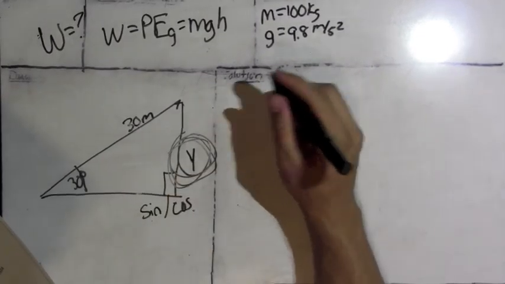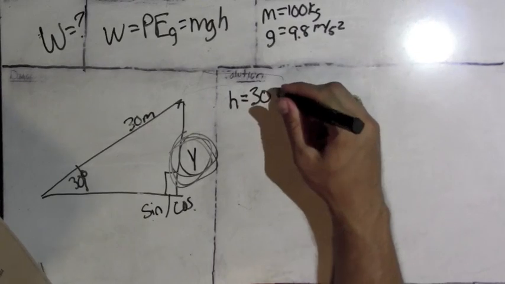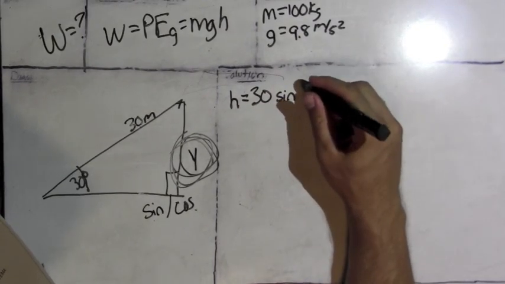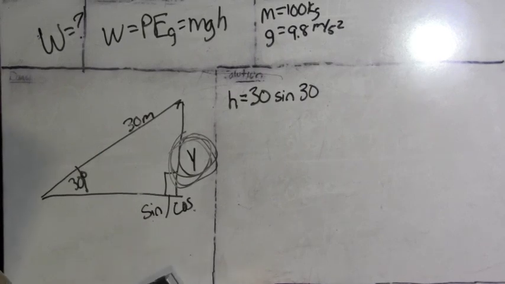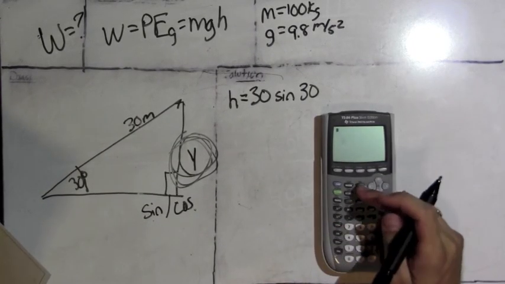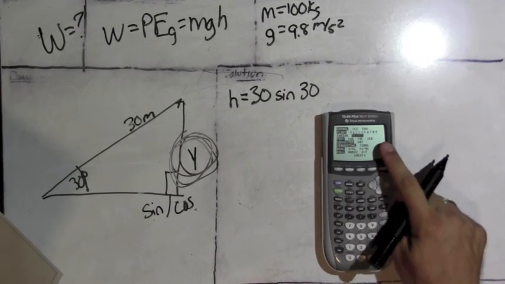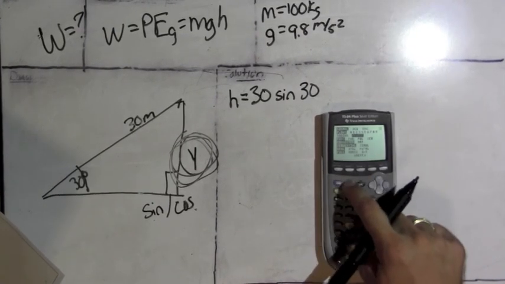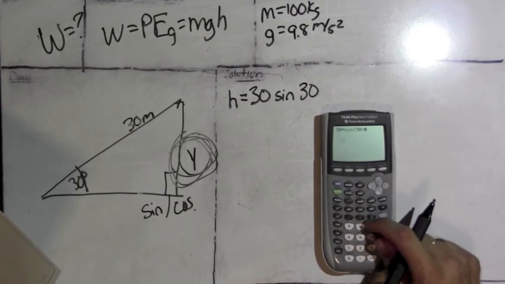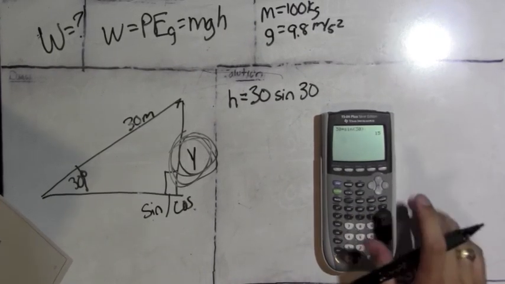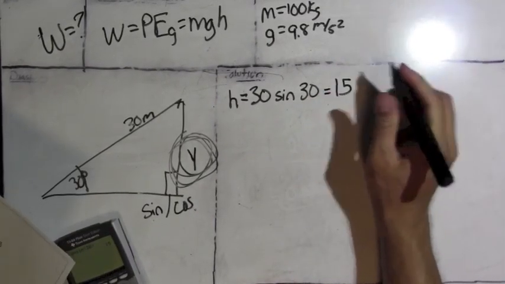So what I would do is I would say that the height is equal to 30 times the sine of 30. Now when I do this calculation in my calculator, I do want to make sure that my calculator is in degree mode by hitting the mode button, making sure that degree is the function that's highlighted, not radian. And then I do 30 times the sine of 30, and I get 15. So my height is now 15.